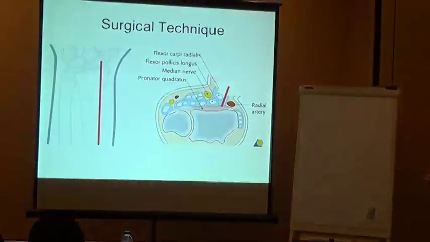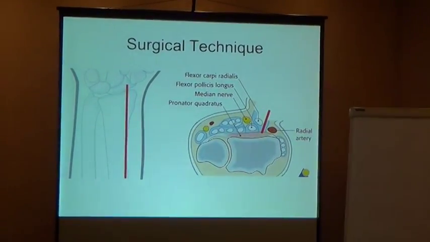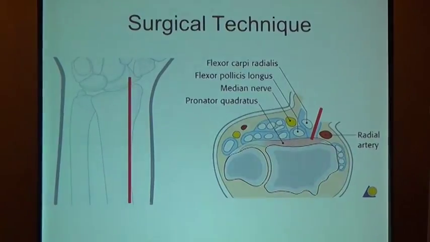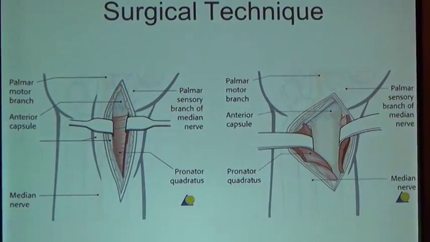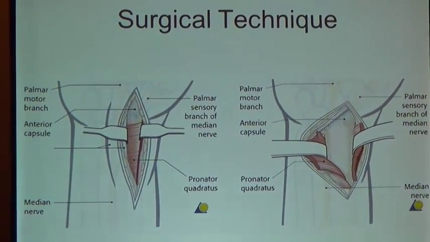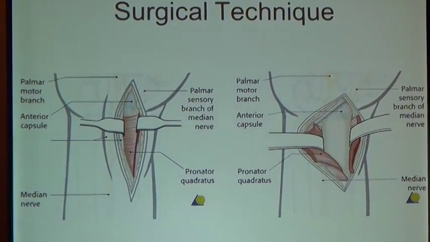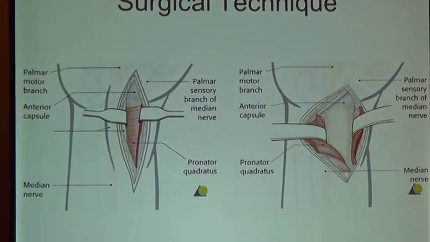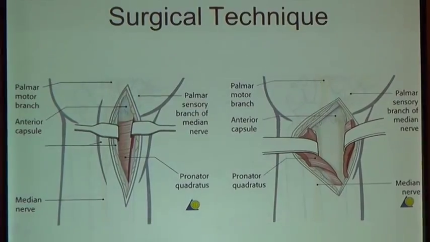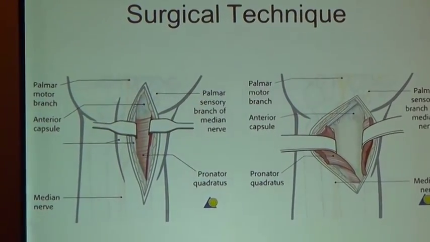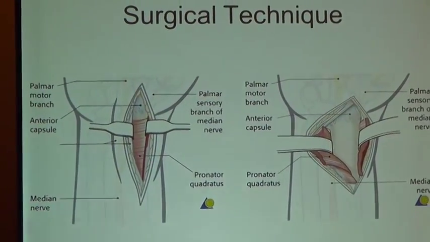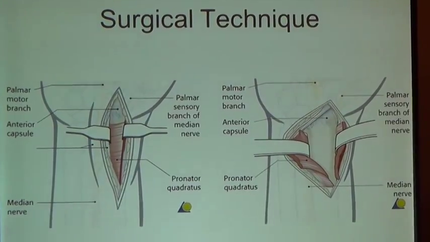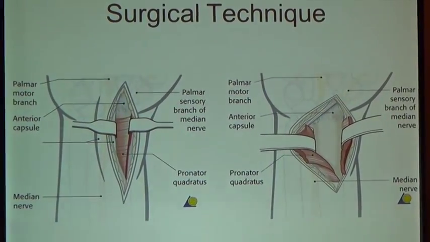So surgical technique, I think all of you know the usual surgical technique, the modified Henry approach. Go through the FCR, move the FCR ulnarly, and move the radial artery radially. Move the FPL tendon to the ulnar side, expose the pronator quadratus, cut the pronator quadratus, and raise it with the periosteum to expose the fracture site.